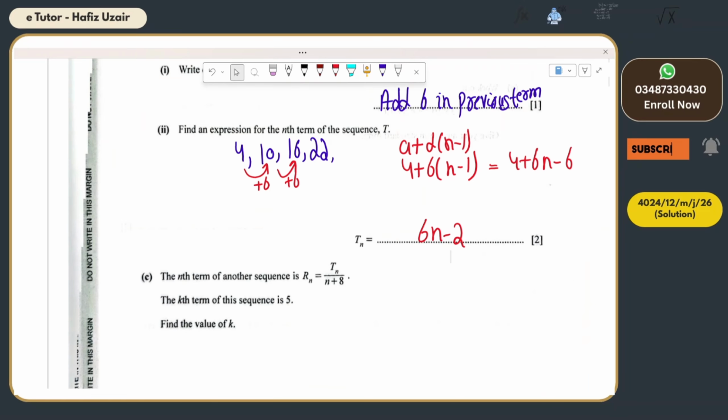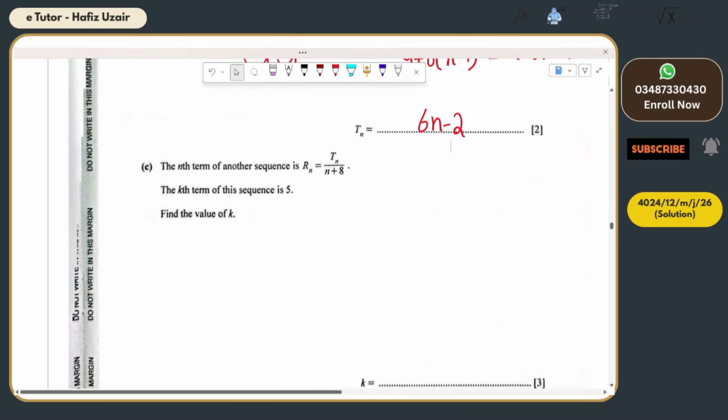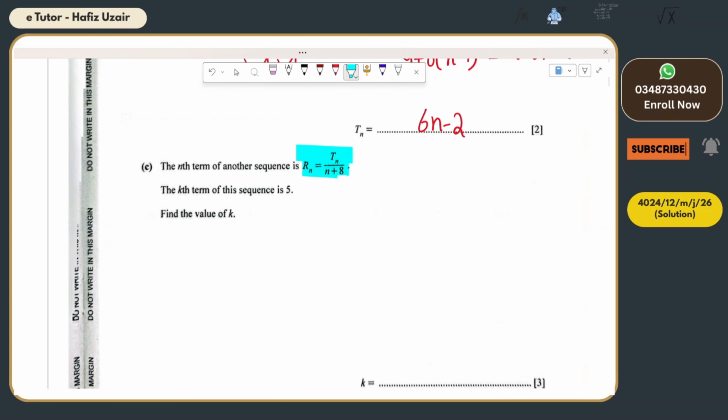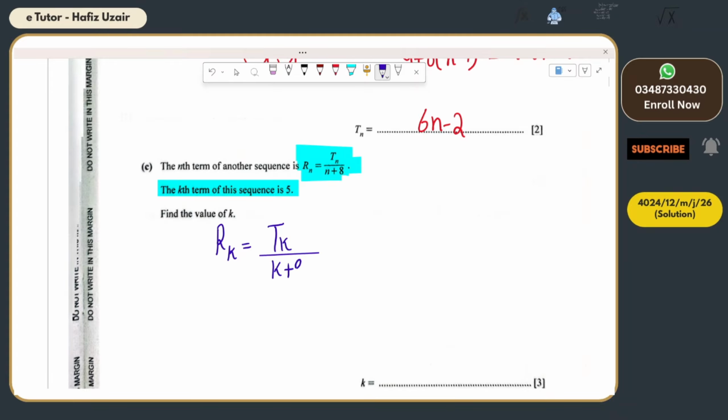Okay, let's move to this question. The nth term of another sequence Rn is equal to Tn over n plus 8. The kth term of this sequence is 5. So now you are given the kth term. The kth term can be any term. What you are supposed to do, the easiest way to solve this question, is just replace n with k. So you can write Rk is equal to Tk over k plus 8. What is Rk? Rk is the kth term of the other sequence.